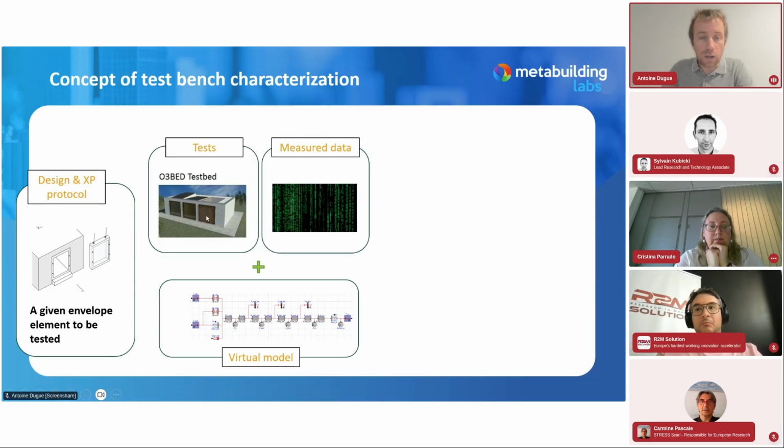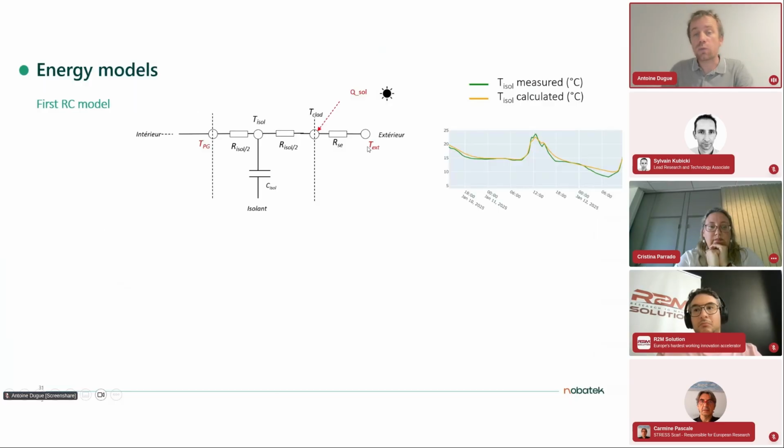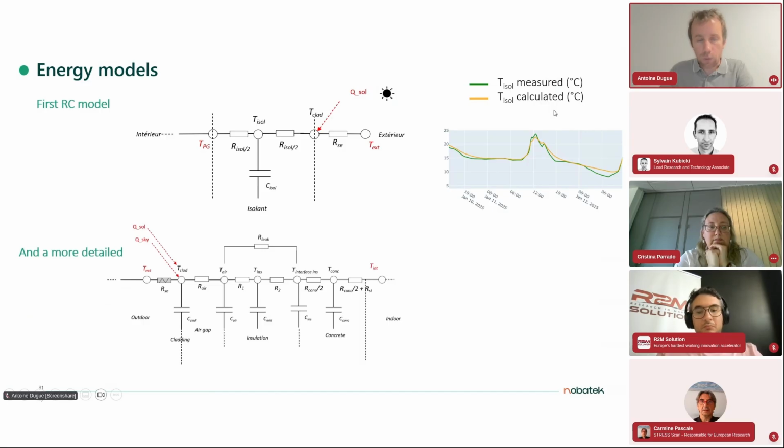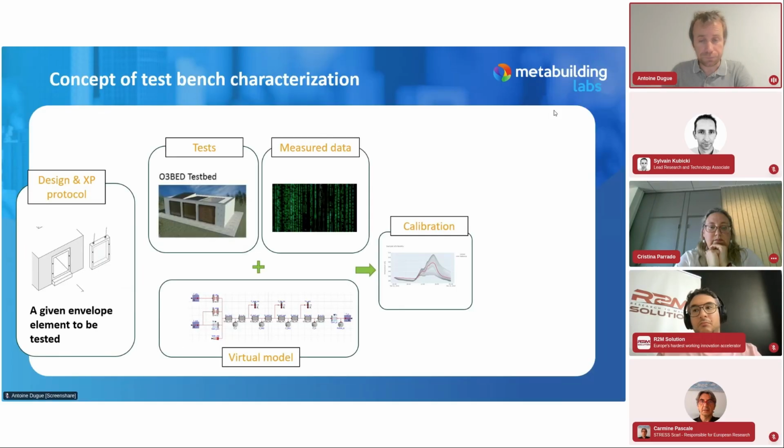Once we have the test and the monitored data, we get to the virtual model. We start with a simple RC model, for which we have already quite good agreement between what is measured and what is calculated. We can complexify it by adding more inputs, but be aware that the more open parameters, the more complexity to identify them. So we have this model with some parameters, especially the ones related to the impact of the climbing plants.